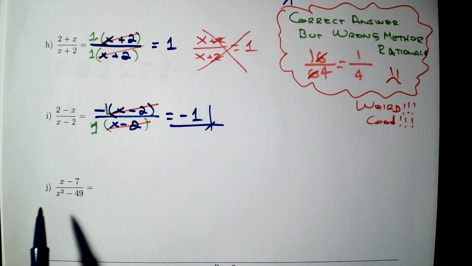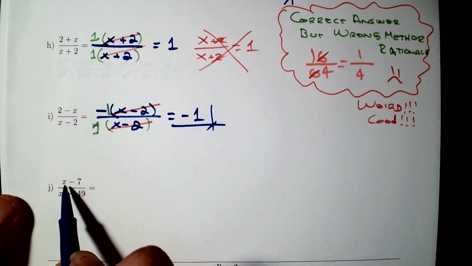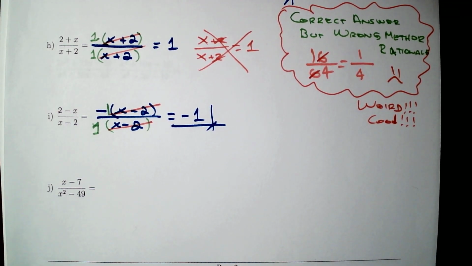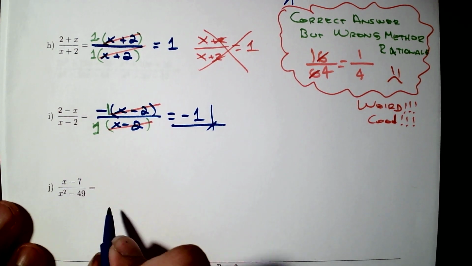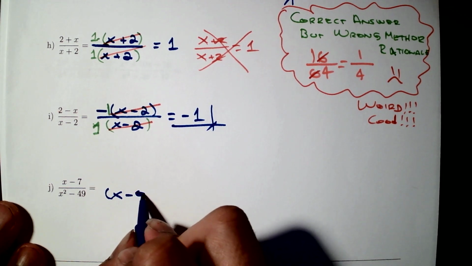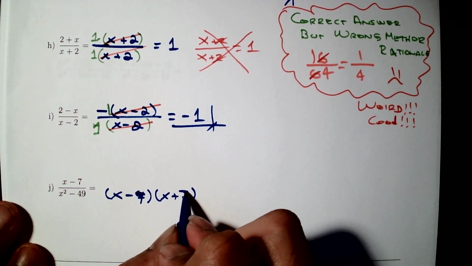All right. Let's do another one, letter J. So for letter J, well, x minus 7 over x squared minus 49. This is another very, very weird one. What happens? Number one, well, difference of squares in the denominator. We already did this one in letter G. Let's just use the result, x minus 7, x plus 7.